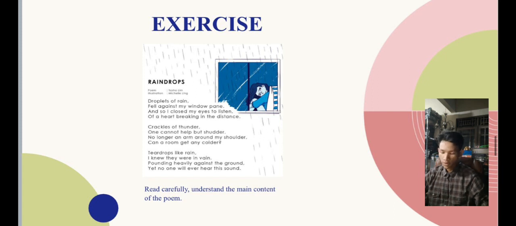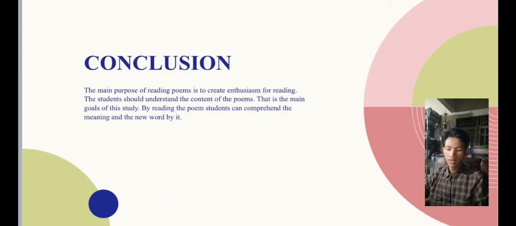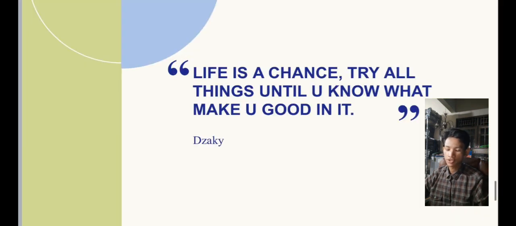And then the next one is conclusion. The main purpose of reading poems is to create enthusiasm for reading. The student should understand the content of the poems. That is the main goal of the study. By reading the poem, students can comprehend the meaning and the new words in it. Life is a change. Try all things until you know what makes you good in it.